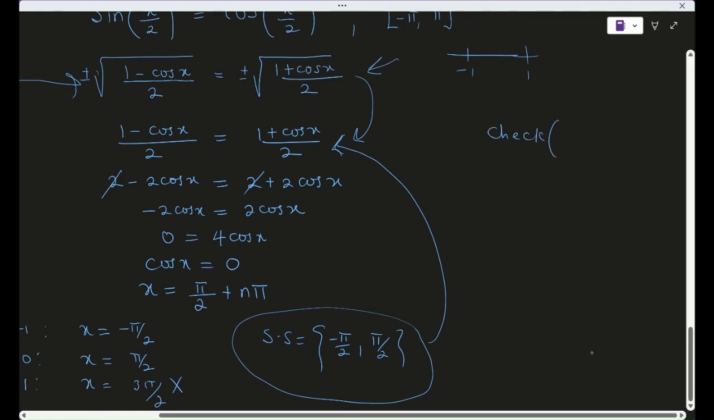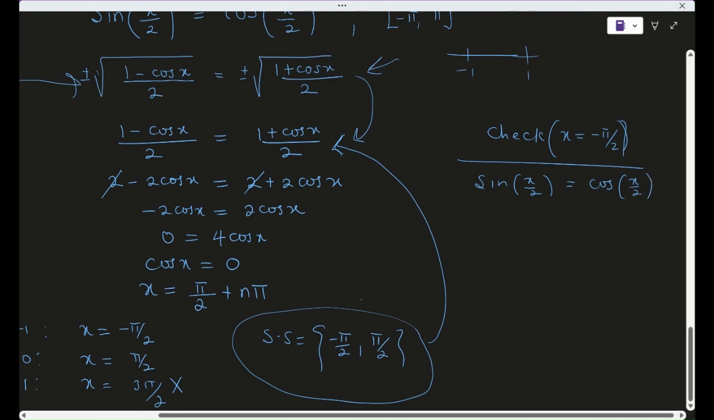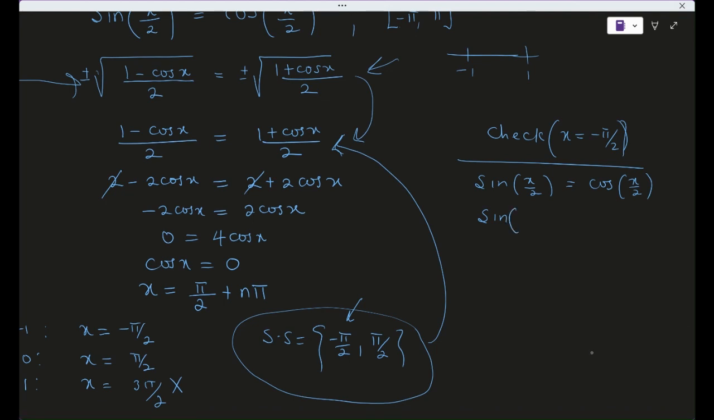So now let's check. Remember, which one is the problem? The one with minus pi over 2. So remember, we want to check if this is true. So if you take x to be minus pi over 2, what do you have? Put x to be minus pi over 2. Minus pi over 2 divided by pi over 2, you have minus pi over 4. And on the right hand side also, you will have the same thing, right?